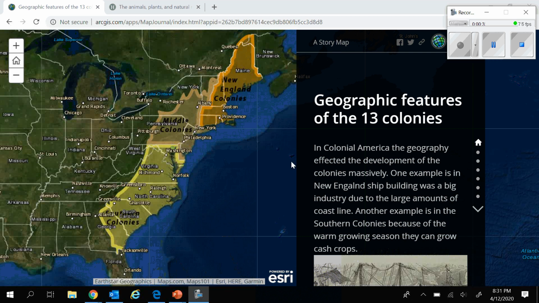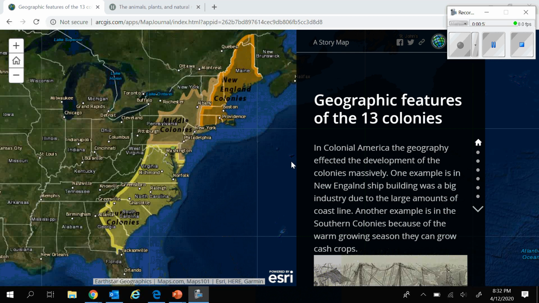So let's start here. In colonial America, the geography affected the development of the colonies massively. If you think about how your neighborhood looks, the shape of your neighborhood is often dictated by what the land was like before houses were built there. Is there a river? Is there a mountain? Is there a hill? Is there a wash? These things affect how a colony is built.